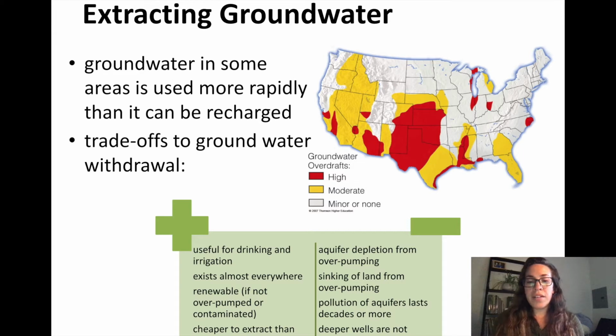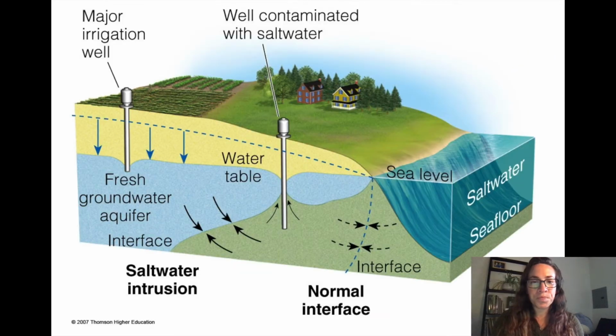And then, like we said, if you have a deeper well, if you have a confined aquifer, that tends to be less or not renewable. And so once it's drawn, it's not going to renew anytime soon, so it's not renewable.